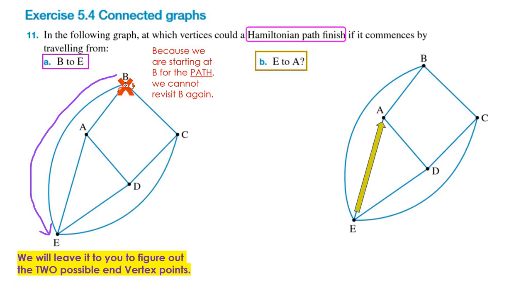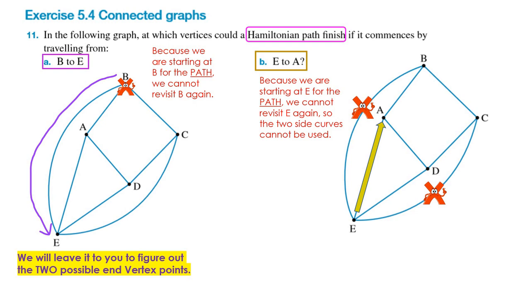Now, the next one's similar, E to A. So we've got to start off at E and we have to go up to A, okay? So that's what they've told us for that one. Now, because we've started at E for the path, we cannot visit E again. So that means these 2 looping sides, which both lead to E, we can't use those at all. And we also can't use the D to E one because that would take us back to E for a second time.